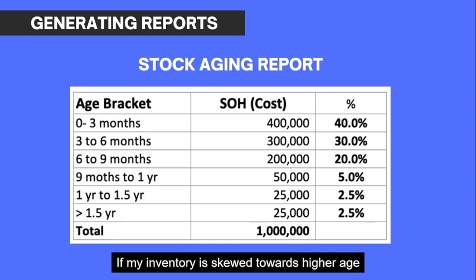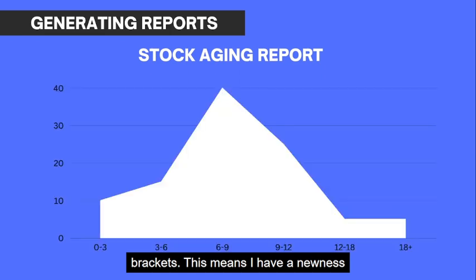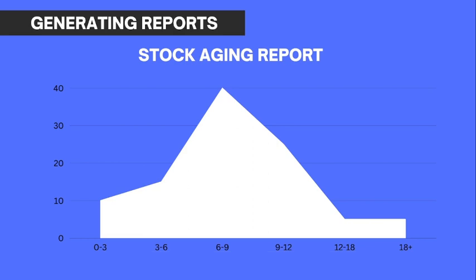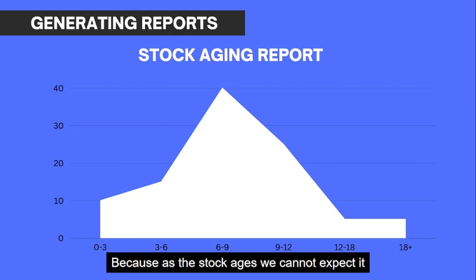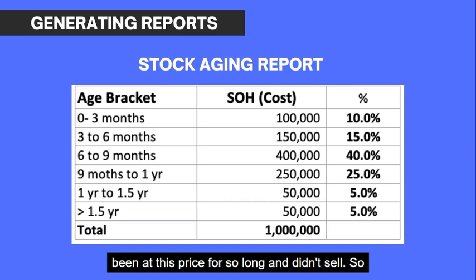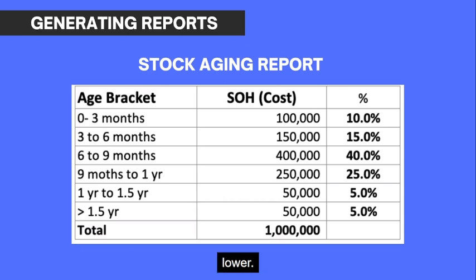If my inventory is skewed towards higher age brackets, this means I have a newness or freshness problem in the business, and it also means that my inventory is losing value. Because as the stock ages, we cannot expect it to sell at full price anymore, because it has been at this price for so long and didn't sell. So the real value of this inventory is now lower.